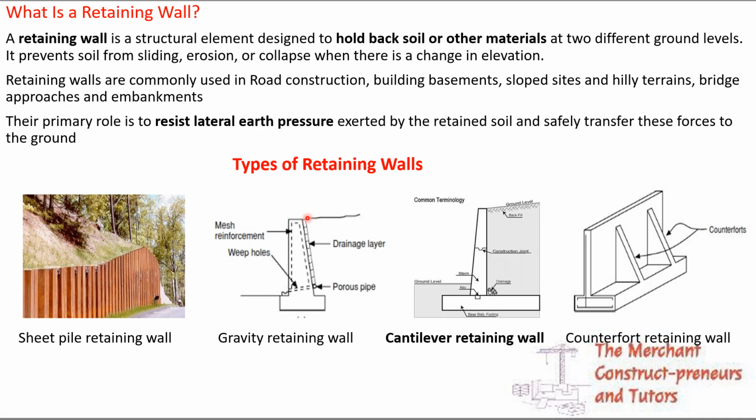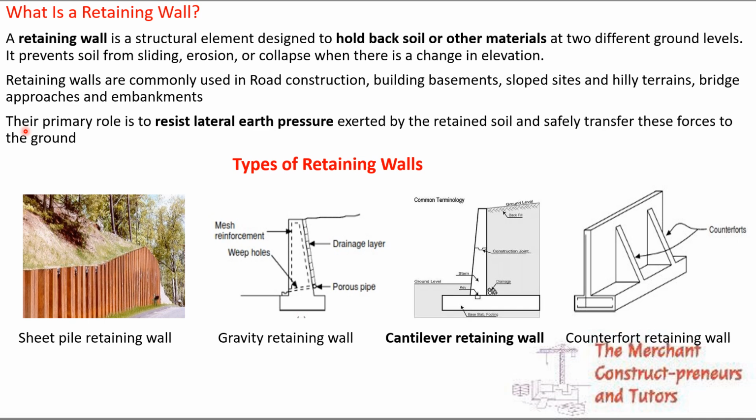As you can see here, this line shows one level, this shows the other level. So the retaining wall is there to prevent sliding, erosion, or collapse when there's a change in level. Retaining walls are commonly used in road construction, building basements, slope sites or hilly terrains, bridge approaches, and embankments. So there are various uses for retaining walls, right?